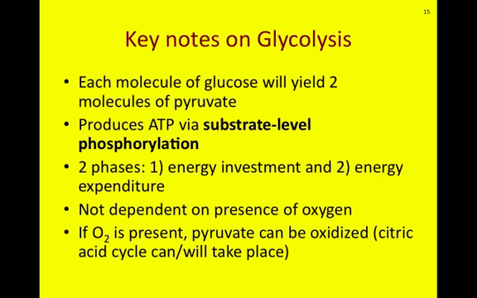Look through all of those equations and those reactions that are associated with glycolysis. Not one requires oxygen as a reactant. Therefore, glycolysis can take place in the absence of oxygen. Now, if oxygen is present, pyruvate can then be oxidized and the citric acid cycle can and will take place. And we'll talk about that in our next video for Module 5.